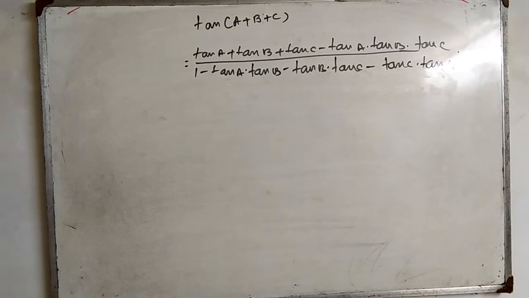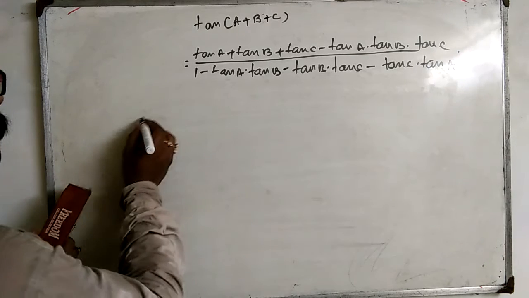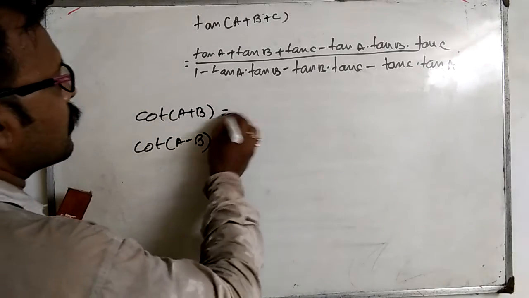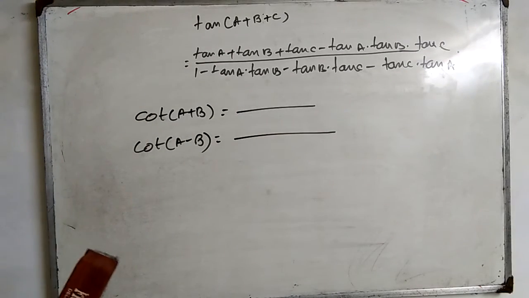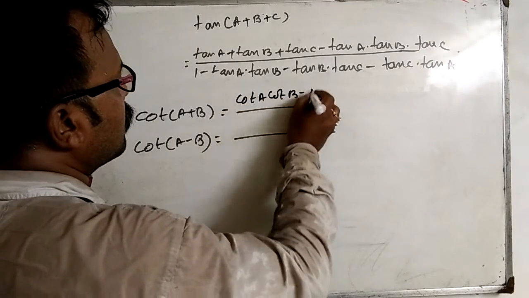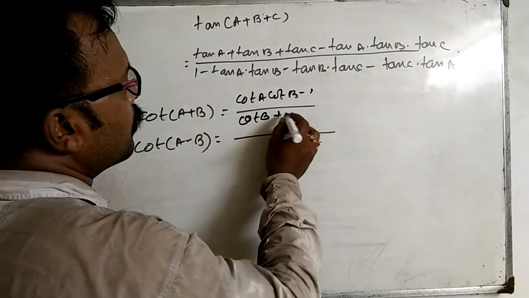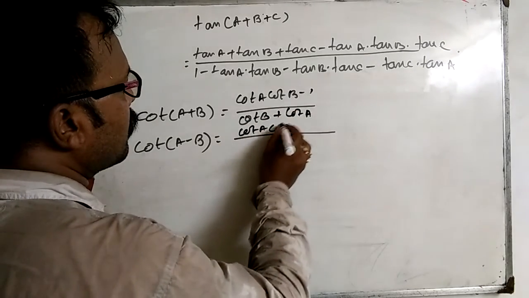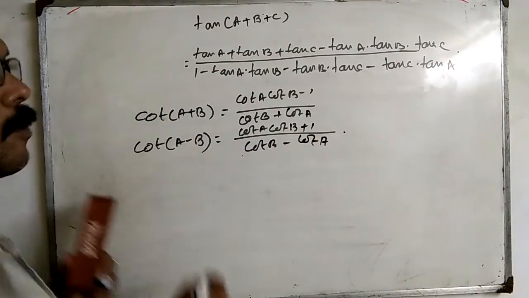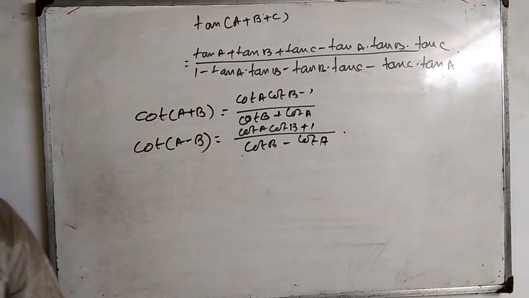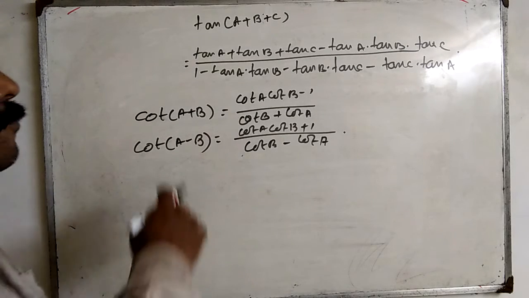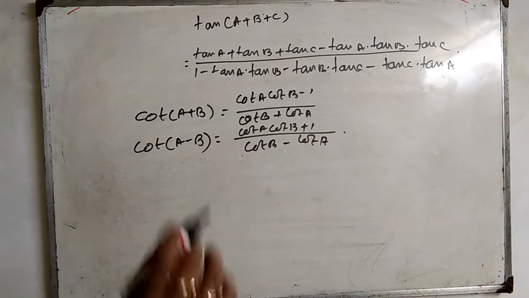Our formulas are not so important, but we have to remember cot of A plus B and cot of A minus B: cot A cot B minus 1 divided by cot B plus cot A, and cot A cot B plus 1 divided by cot B minus cot A. But these two formulas are not so important because we solve the problem by tan of A plus B and tan of A minus B. You do not have to remember those two formulas. And lastly, two formulas are important.